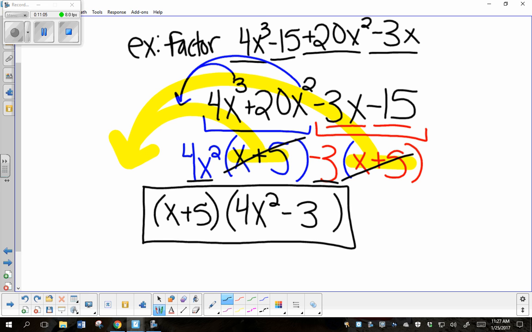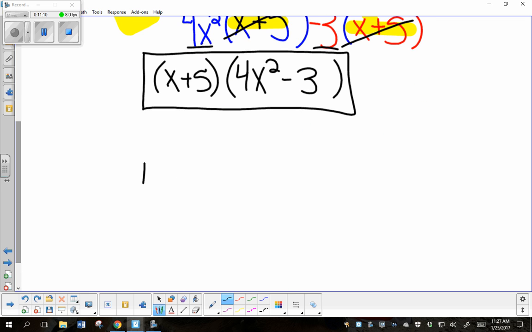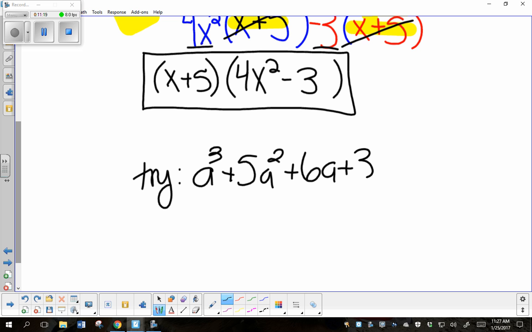What I'd like for you guys to do is try one on your own. I want you to try using the same method to factor this guy, and we'll go over this first thing tomorrow morning. I actually already put this in descending powers of a for you. So try factoring that guy using the same method.